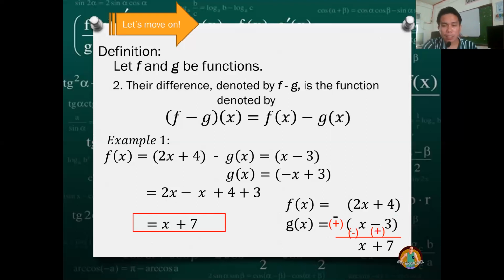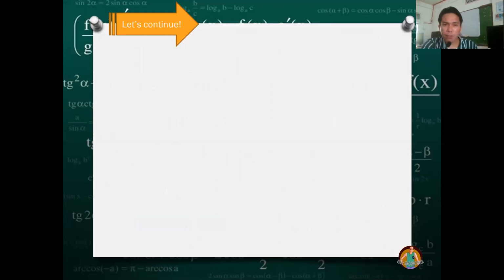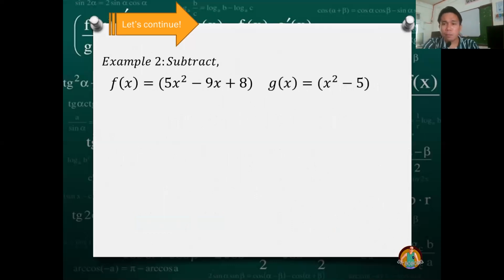Klaro ba? Nag-change lang naman tayo ng sign. Actually, walang different naman yung process ng addition and subtraction sa function. Yun nga lang, change natin yung sign ng ating subtrahend and then we move forward to the process of combining like terms. Klaro? Sige, let me give you this another example para mas ma-practice natin. Subtract. Actually, same yung problem sa addition. F of x is equal to 5x squared minus 9x plus 8 and our g of x is x squared minus 5. Again, subtraction tayo.